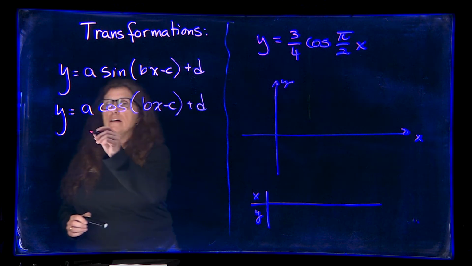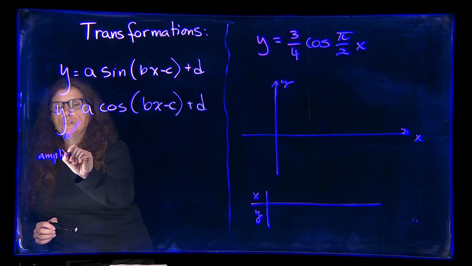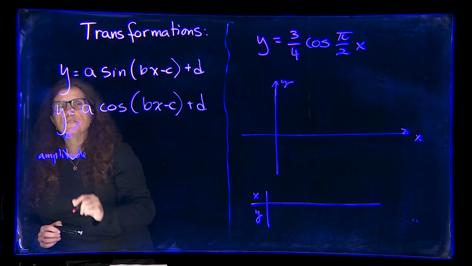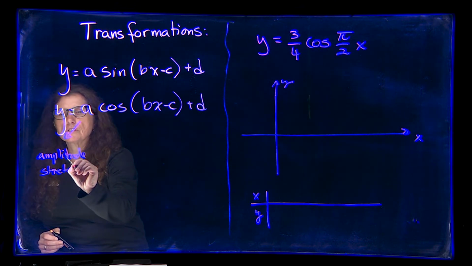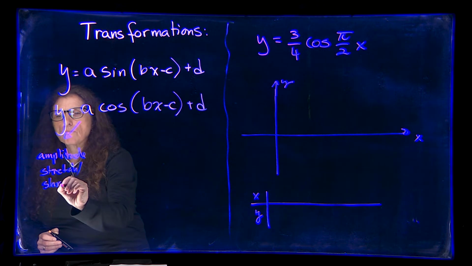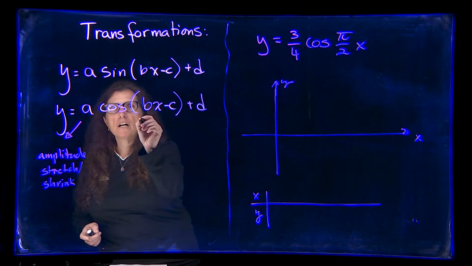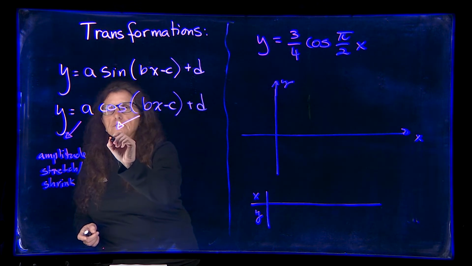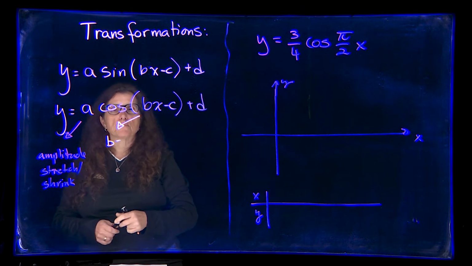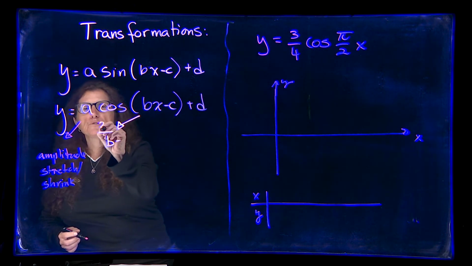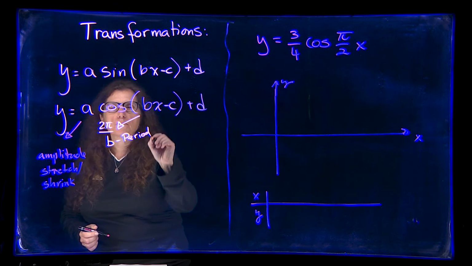transformations. A is the amplitude. That tells us if we are stretching or shrinking. Stretch, shrink. The B by itself is the period. B represents, actually, to find the period, 2 pi over B gives us the period. B is not the period.